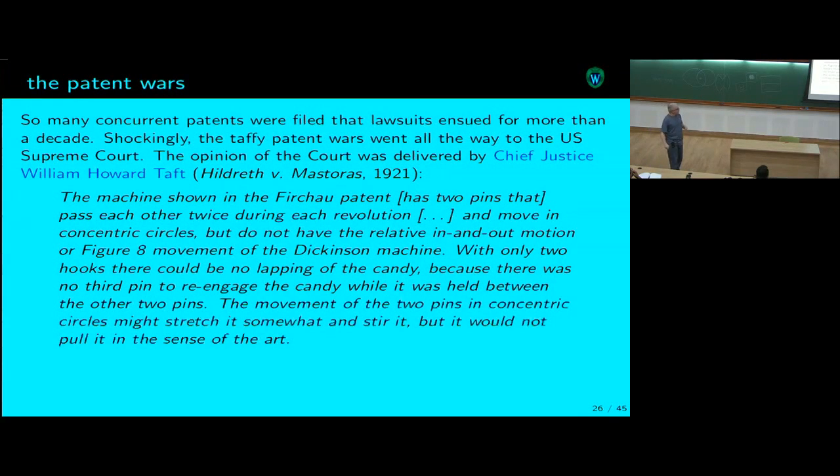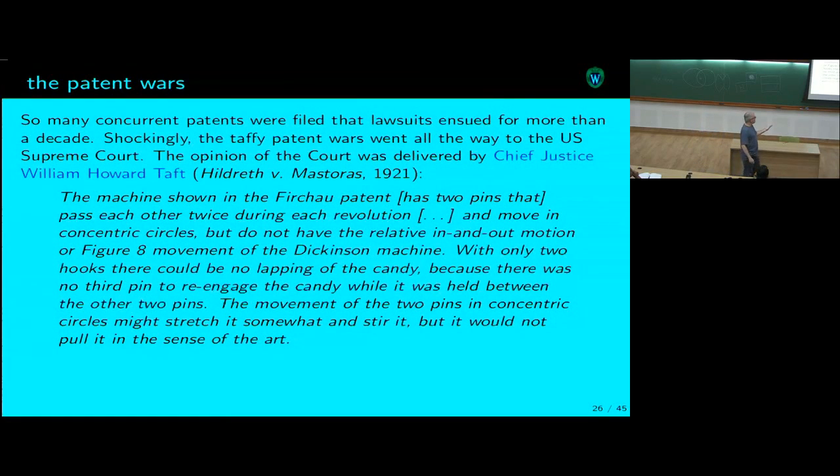The movement of the 2 pins in concentric circles might stretch it somewhat and stir it, but it would not pull it in the sense of the art. Wow, they really understood everything. I think Taft probably had a very smart clerk. But this really gets to the bottom of it, right? They understood that the figure-8 motion was crucial, and you needed 3 pins for this to work, and the original device did not have 3 pins, and so they decided they did not invalidate the patents that came later on.